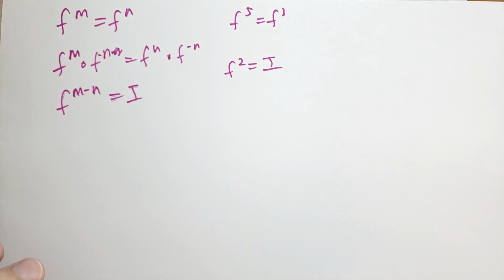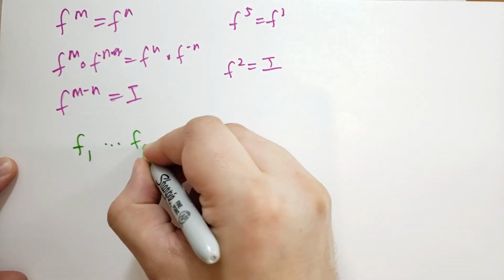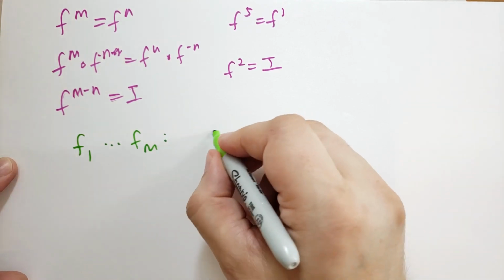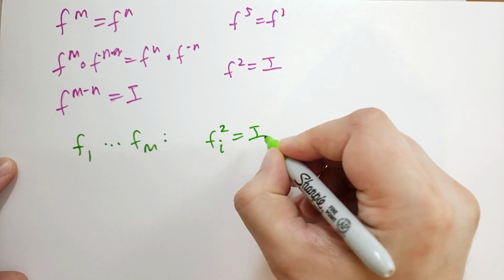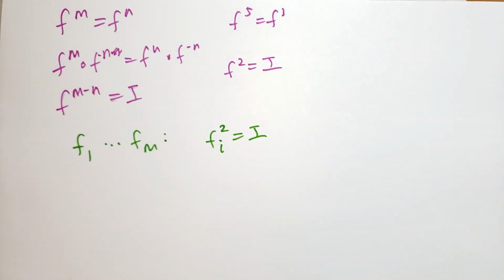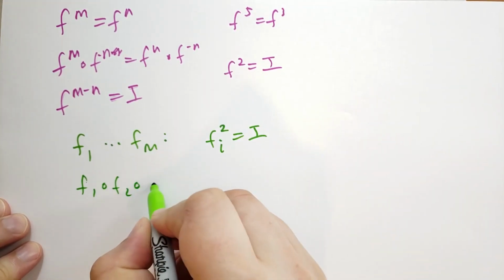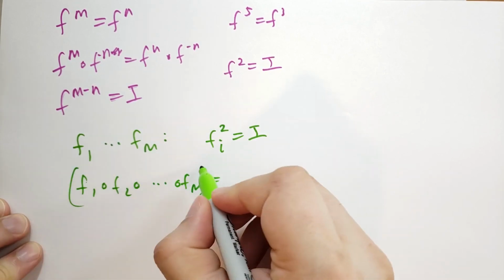We're going to have a series of functions now, f1 all the way up to fm. These are defined such that any of these functions, f to the i, applied to itself gives you back the identity. What would be the inverse of f1 applied to f2 applied all the way up to fm? What would be the inverse of this?